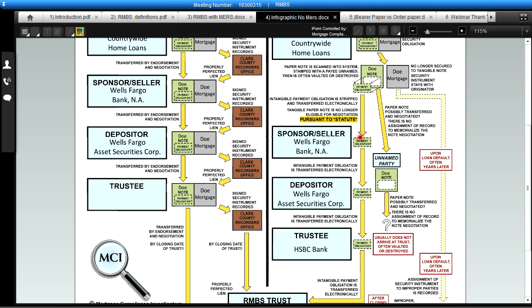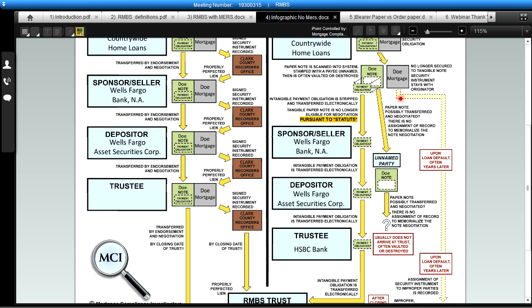The note is possibly transferred and negotiated. There's no indication on record what has happened to it. It is with an unnamed party. So right now, the mortgage, again, it's either been sent to a warehouse, it's been destroyed, we don't know. This is where discovery comes in.